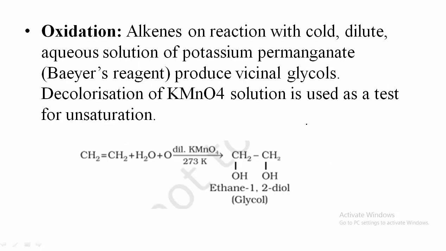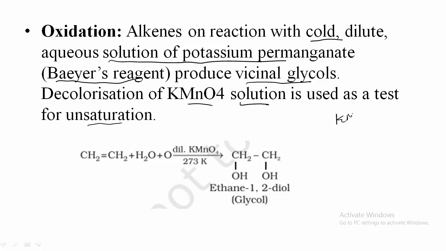Then another one is oxidation. Alkenes on reaction with cold dilute aqueous solution of potassium permanganate, that is Bayer's reagent. Remember this, reaction with cold dilute aqueous solution of potassium permanganate is said to be Bayer's reagent. And when alkenes react with Bayer's reagent, they will produce vicinal glycols. And decolorization of KMnO4 solution is used as a test for unsaturation.